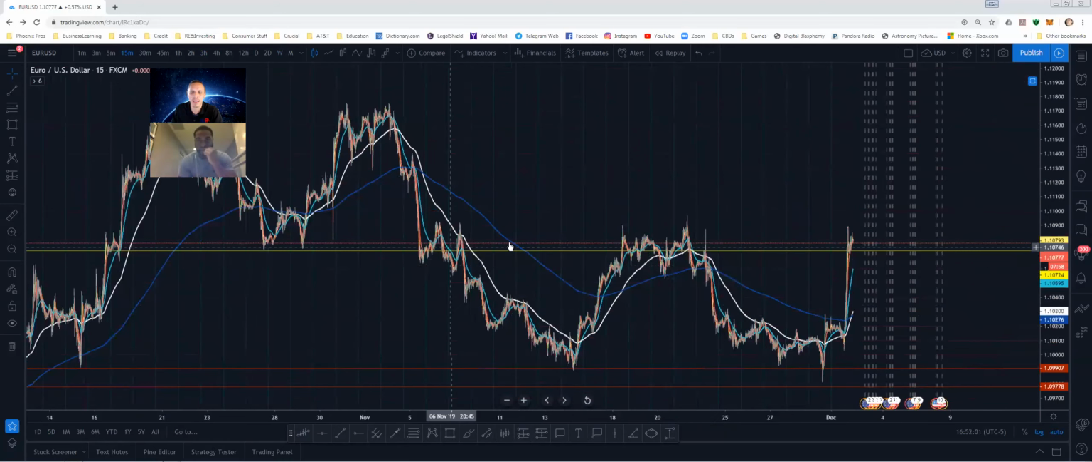What do I mean by that? Imagine you bought a stock down here and you rode it all the way up here and then it came all the way back down here. How much money did you make? Nothing, right? It's a range. It canceled each other out.